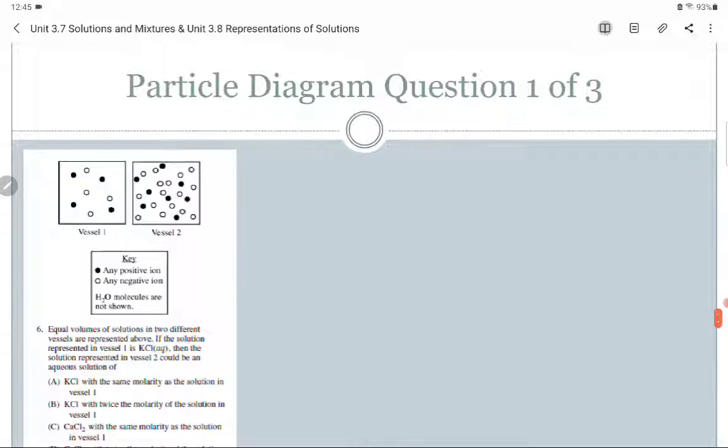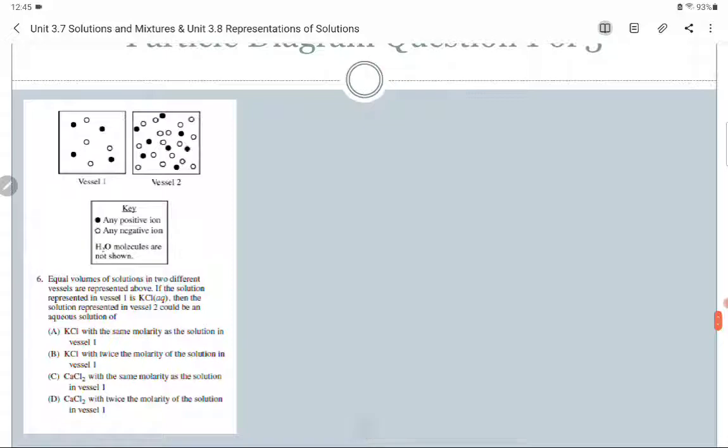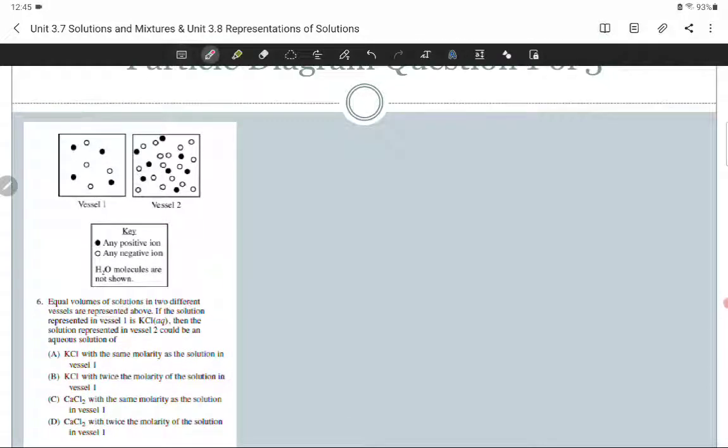Okay, so definitely we'll pluck some multiple choice questions out from previous AP tests. So what do we got here for our first one? Equal volumes of solutions in two different vessels. If the solution represented in vessel 1 is KCl. So KCl is 1 potassium and 1 chlorine. So it looks like we have 4 and 4. 1, 2, 3, 4. 1, 2, 3, 4. Okay.